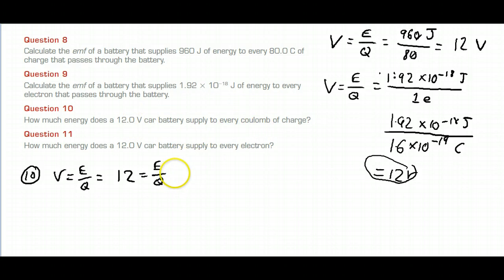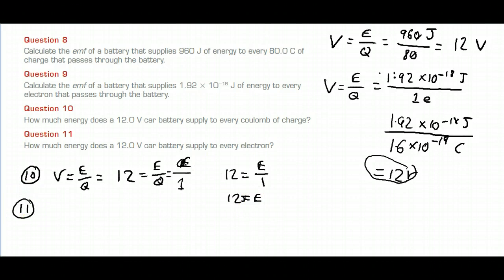In other words, each and every coulomb, or if we measure it for 1 coulomb, then we'll know how much is being supplied to every coulomb. It'll be the same. So the equation is 12 equals E over 1, which means 12 equals E. So that's how many joules: 12 joules are supplied to every coulomb of charge.